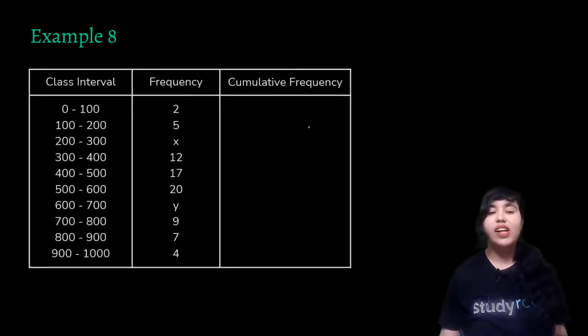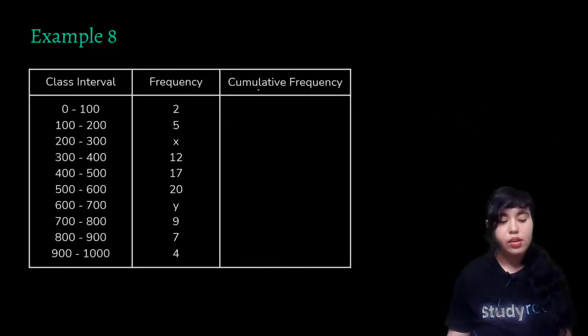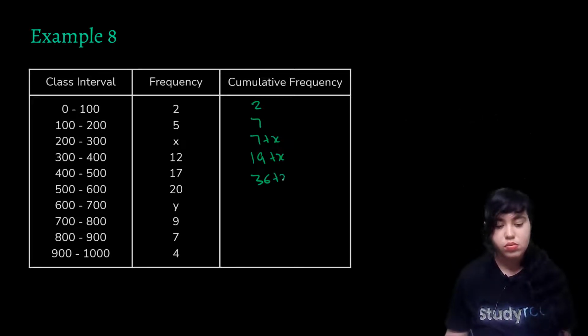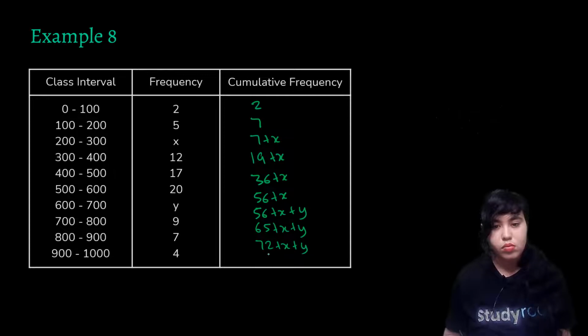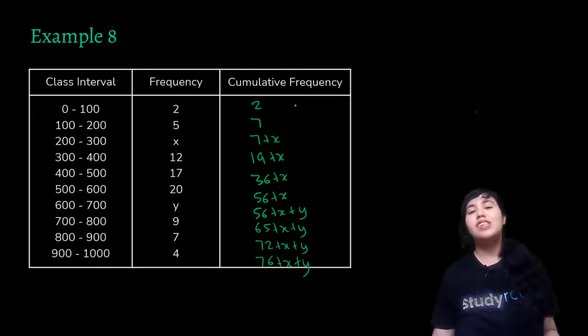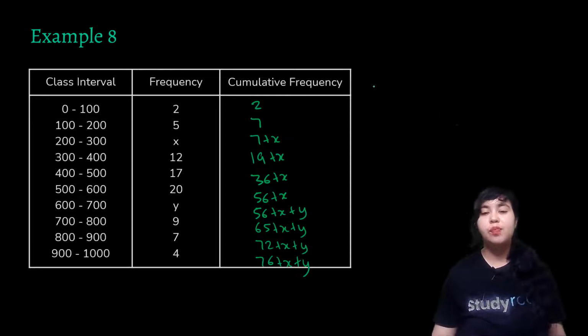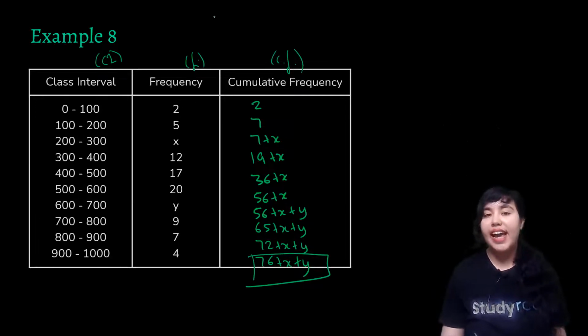So let me quickly write down these cumulative frequencies here as well. So these were the cumulative frequencies that we just calculated. After filling them in this table, you can say this is your CI, this is your FI, this is your cumulative frequency. Now this last cumulative frequency is what we are calling N. So here N is equal to 76 plus x plus y.